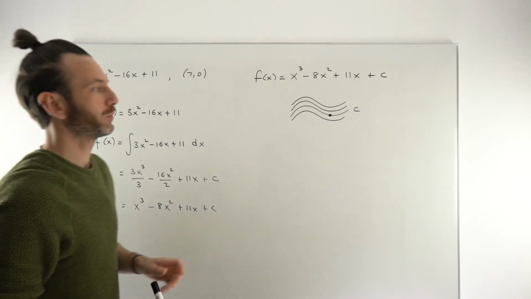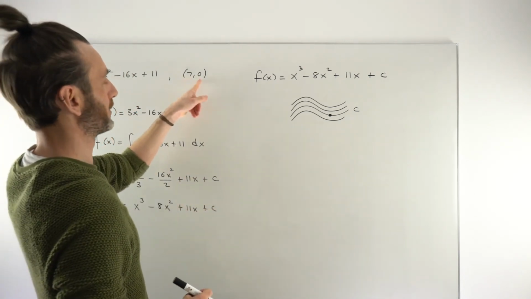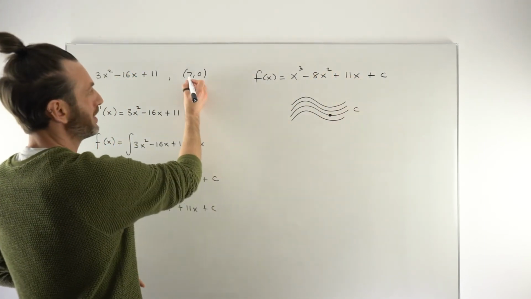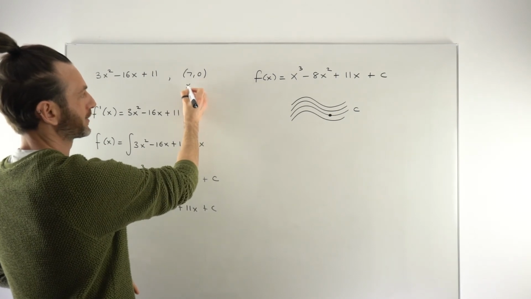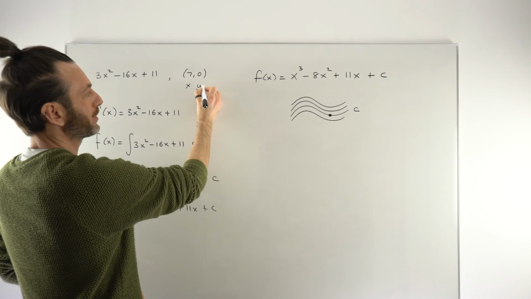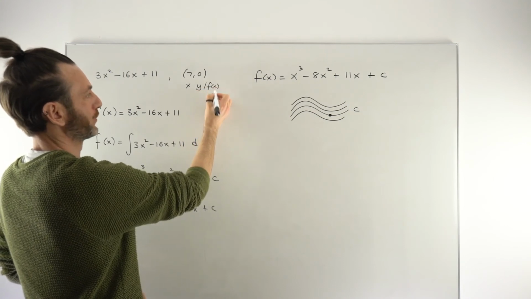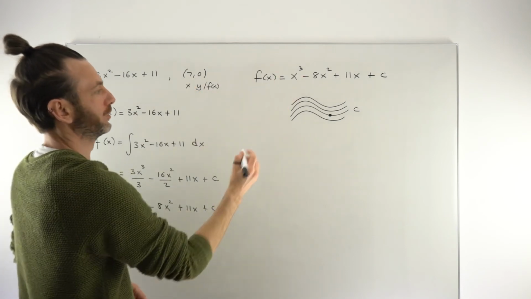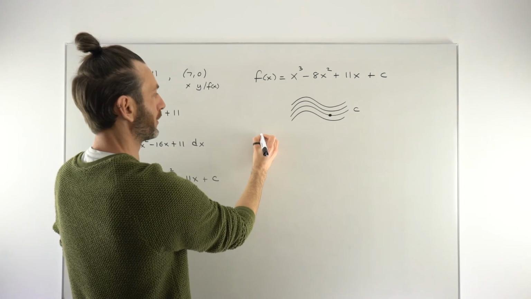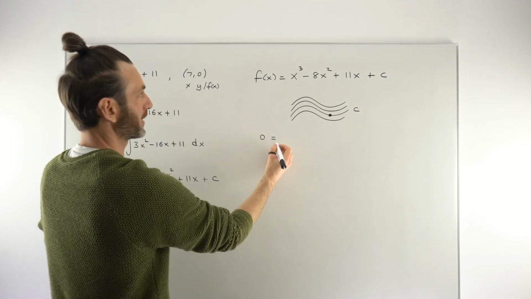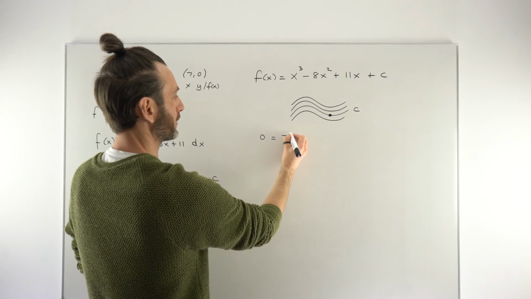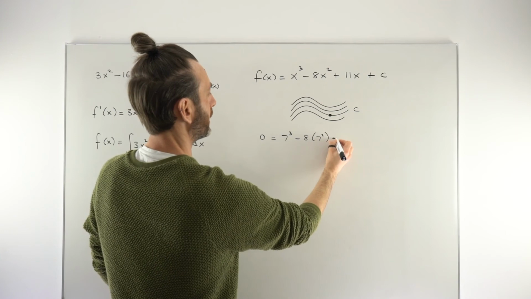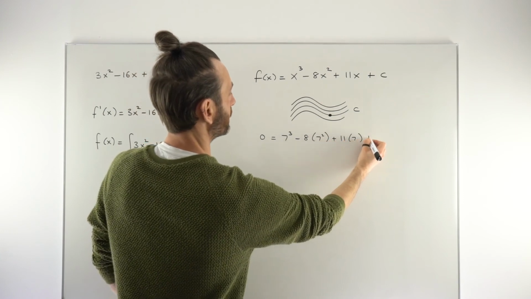So how do we go about doing this? Well, we just sub the point 7, 0 into our equation that we've got for f of x. Remember that the 7 obviously is the x, the 0 is the y value, but remember that y and f of x are interchangeable. So when we're plugging in here, 0 is playing the role of f of x and 7 is playing the role of x. So our 0 is going to go on the left hand side. Then we're putting 7 into the right hand side, so we're going to get 7 cubed minus 8 times 7 squared plus 11 times 7 plus c.